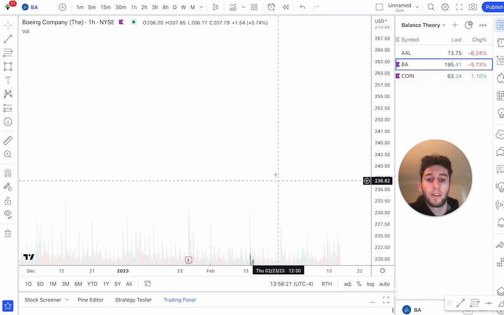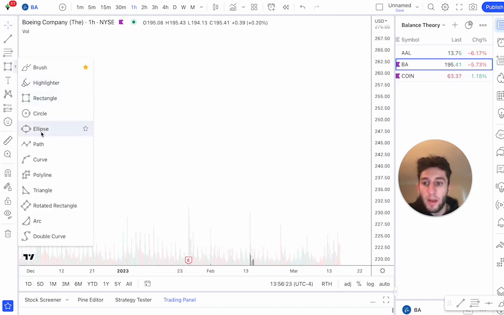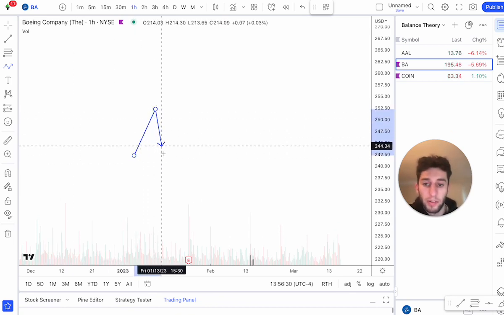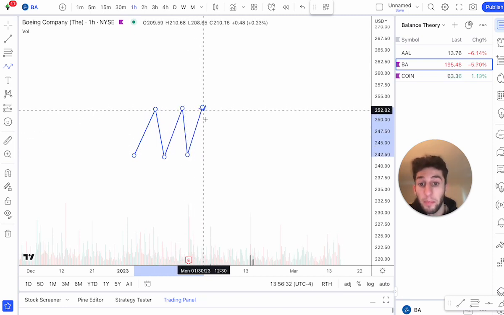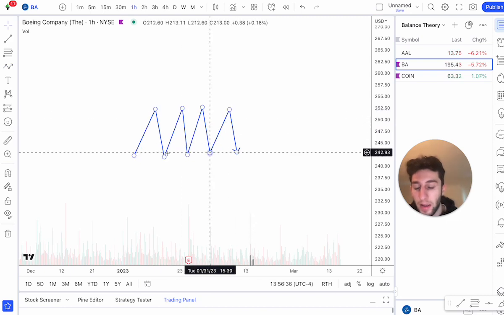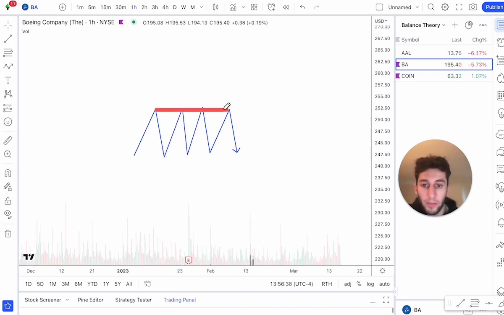Now, what is balance theory? Balance theory is essentially the idea that price is always inside of a balance. Not always, but the majority of the time, you'll see price is within a range. We call that balance. Usually you'll be able to see it when there's a very clear high and a very clear low. So we have this clear high up here and a clear low down here. That's your balance range right there.